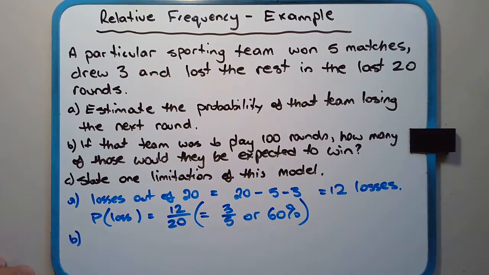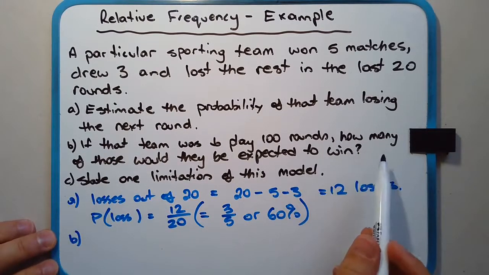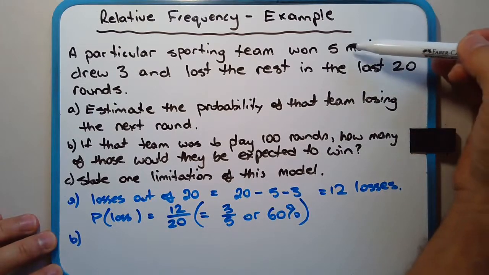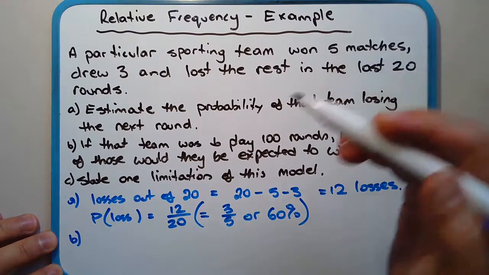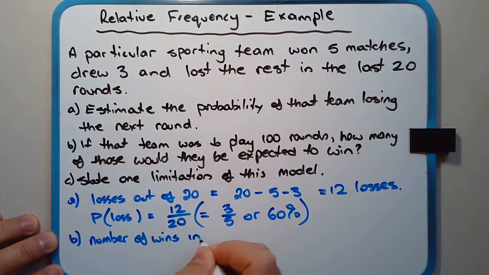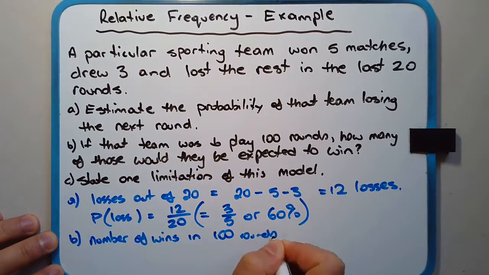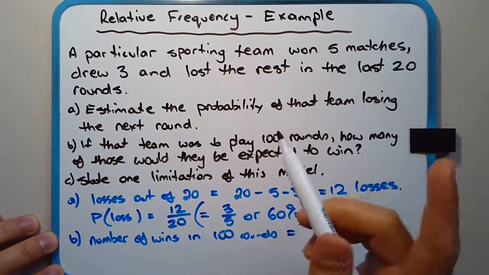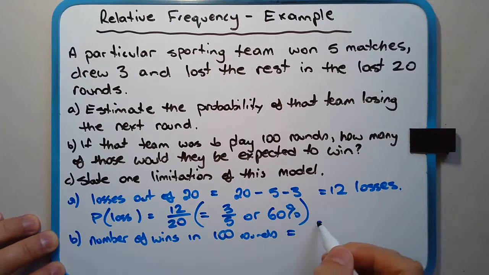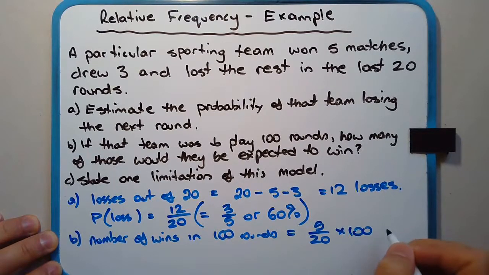So for part B, if that team was to play 100 rounds, how many of those would they then be expected to win? Again, going back to the data, we've got 5 wins out of 20. So the number of wins in 100 rounds is equal to the probability of a win in one round. So we're going to use the relative frequency of a win, which is 5 over 20, and multiply it by the number of rounds, and that gives us 25 wins.